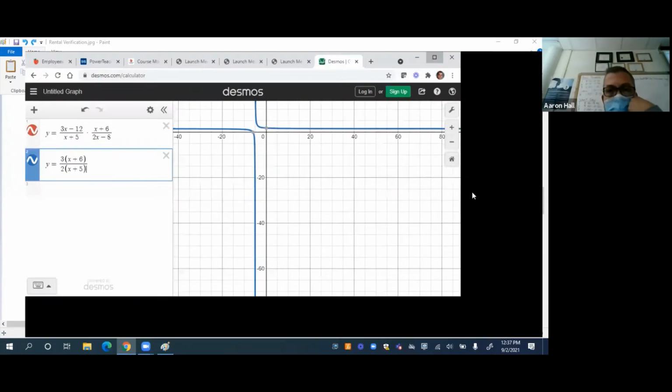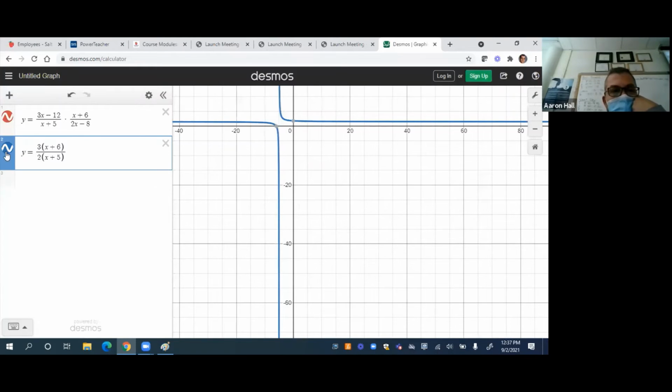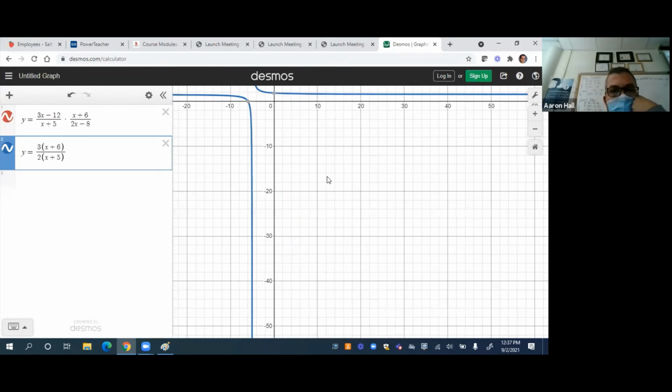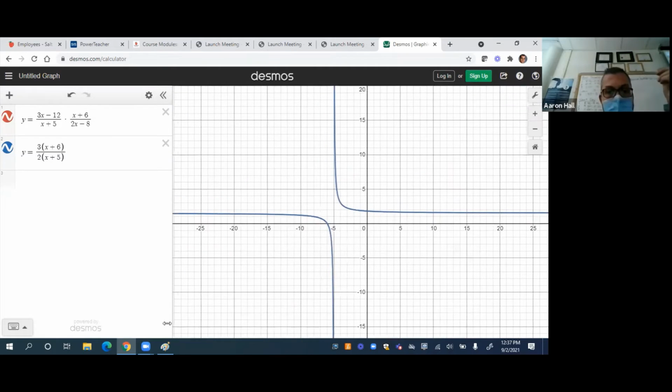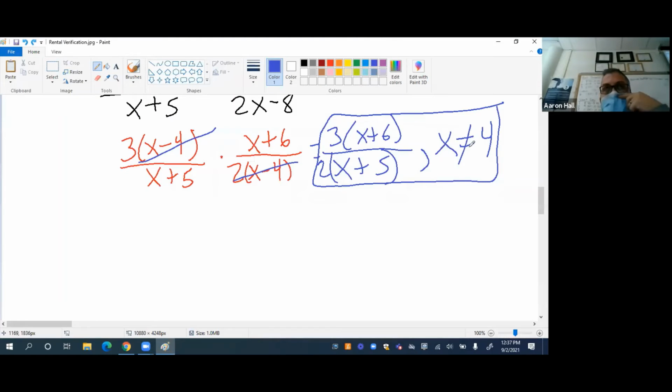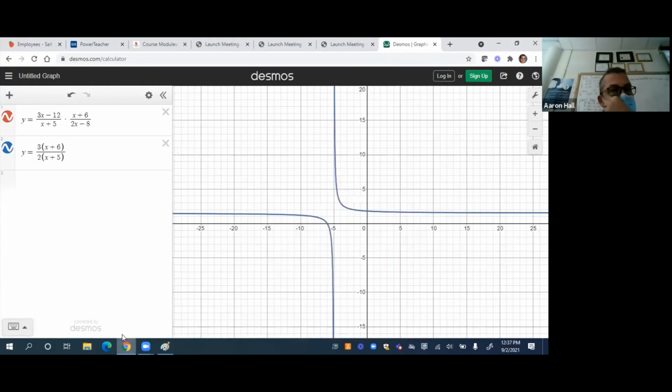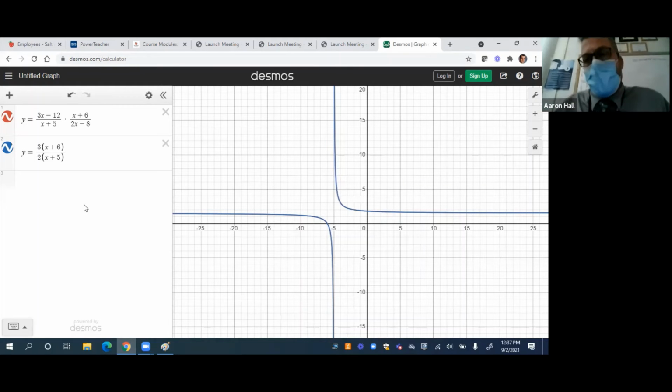Did Mr. Hall lie to us? They are the same. What? Well, why even have that extra piece in there that says x can't be 4? Should we get rid of that? Yeah. No. We're not going to get rid of that. And why is because which graph do I have to add x can't be 4 to?